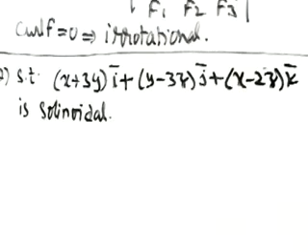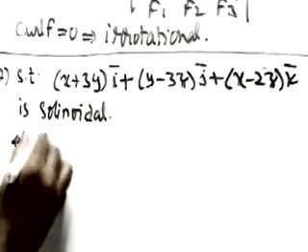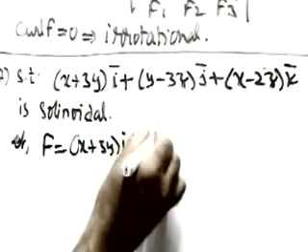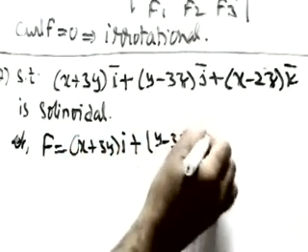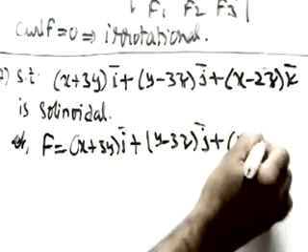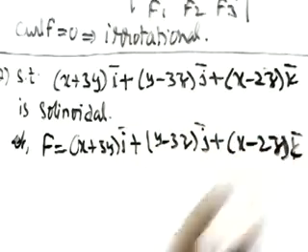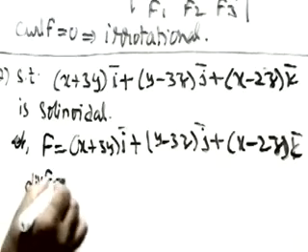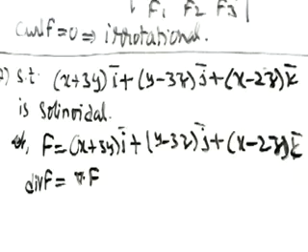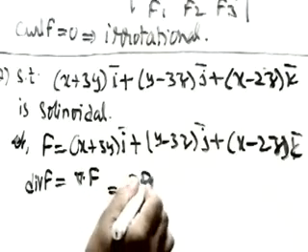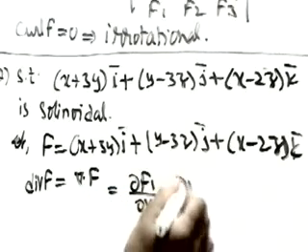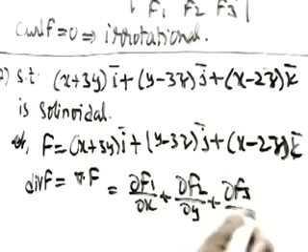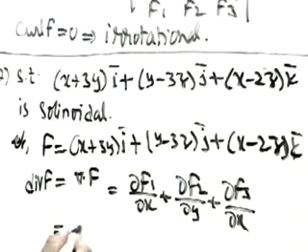See here, show that the vector is solenoidal. Let me denote this by f. Let f equals x plus 3y into i plus y minus 3z into j plus x minus 2z into k. Now for solenoidal we have to find divergence f. We know divergence f is del dot f, and its formula is dou f1 by dou x plus dou f2 by dou y plus dou f3 by dou z.